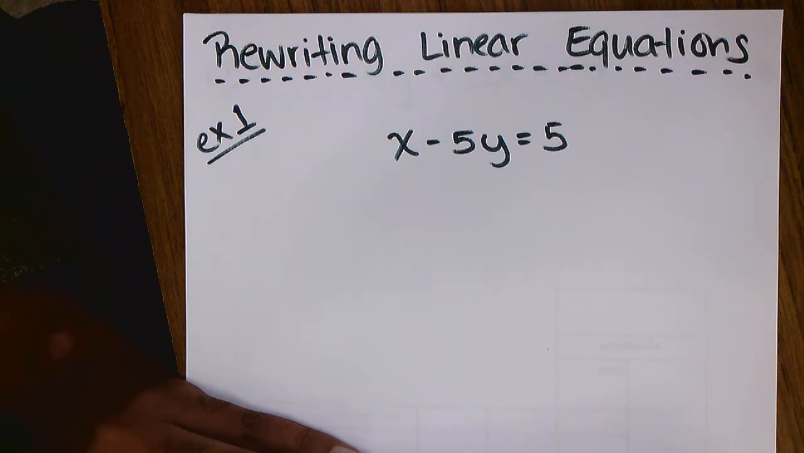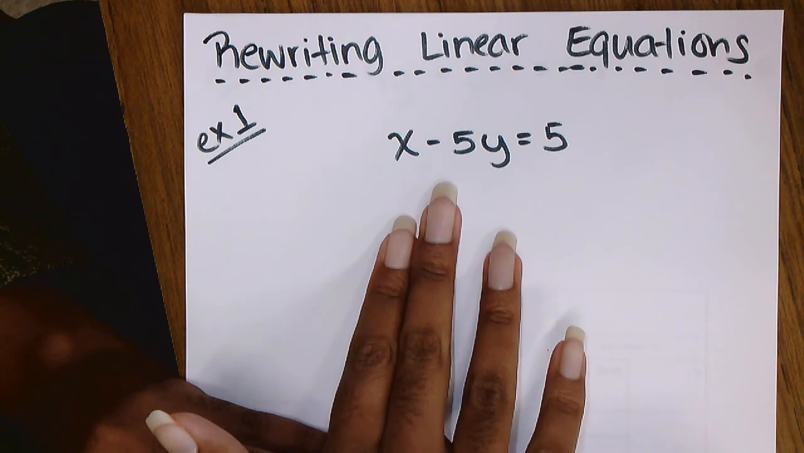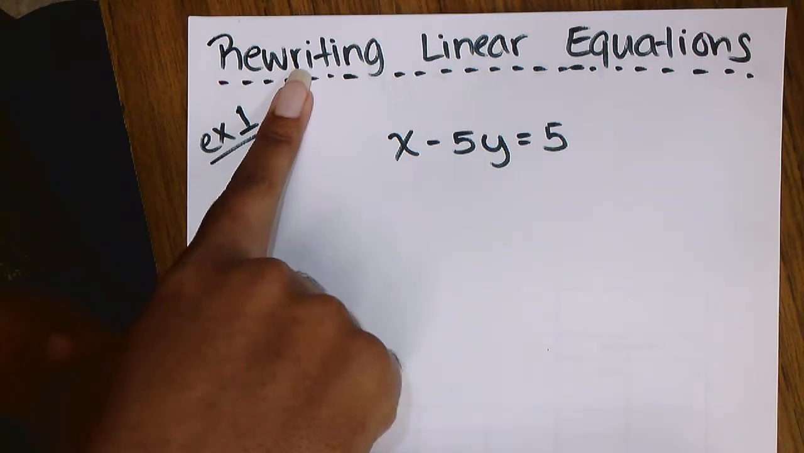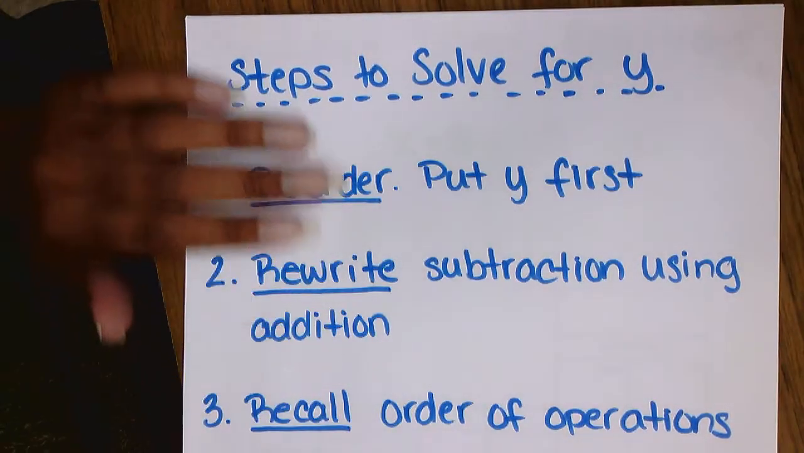So today we're going to be looking at rewriting linear equations, because all linear equations can be written in the form y equals mx plus b, but they're not always given in the form y equals mx plus b. So for example, this equation right here is a linear equation, but it's not written in the form that we're familiar with. So we need to rewrite it so that we can easily identify our slope and our y-intercept.